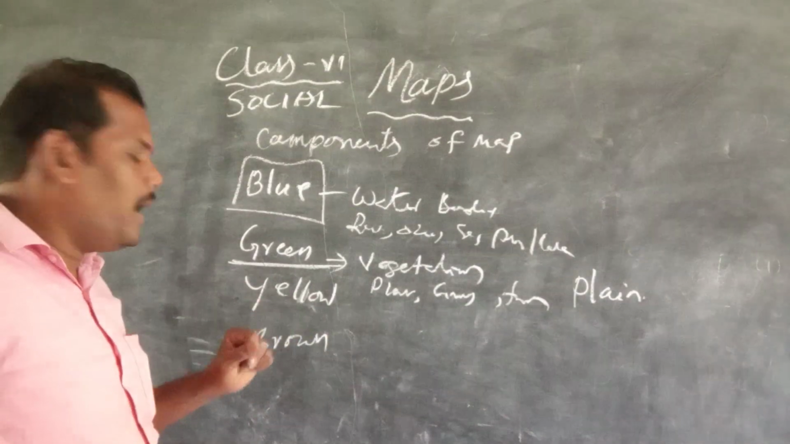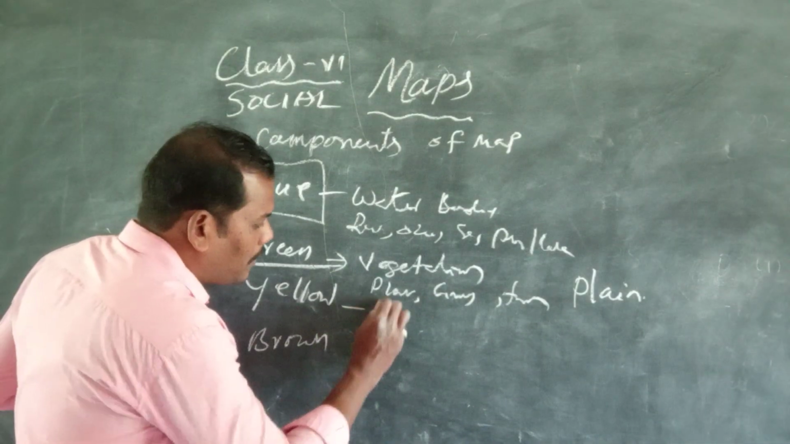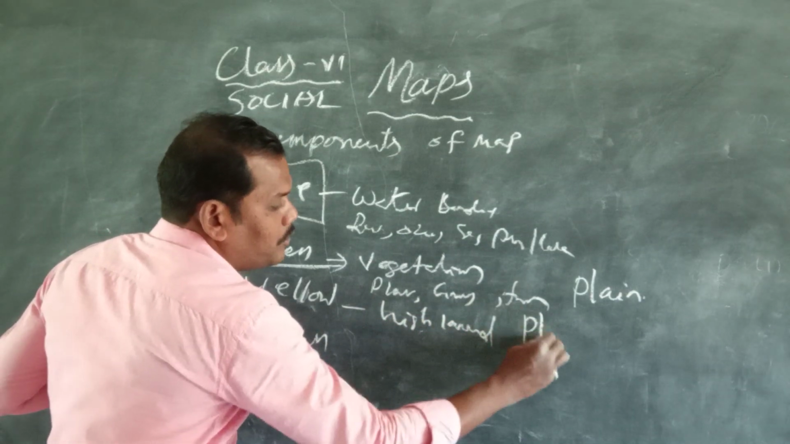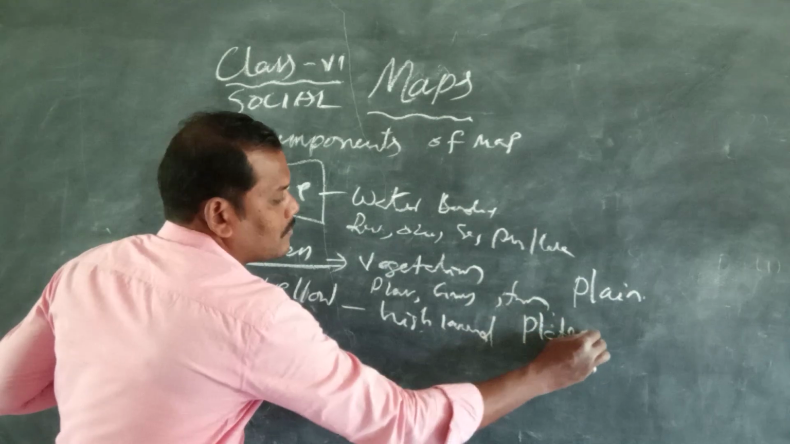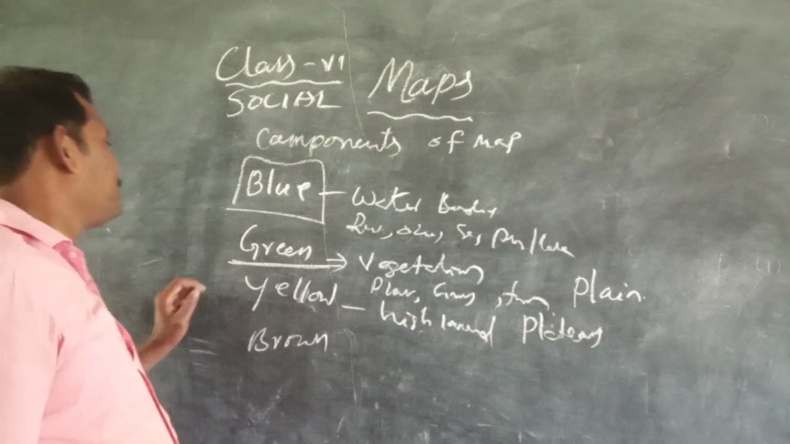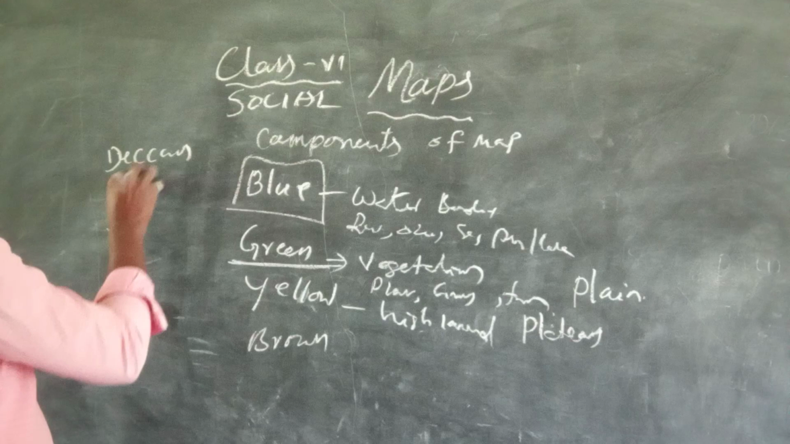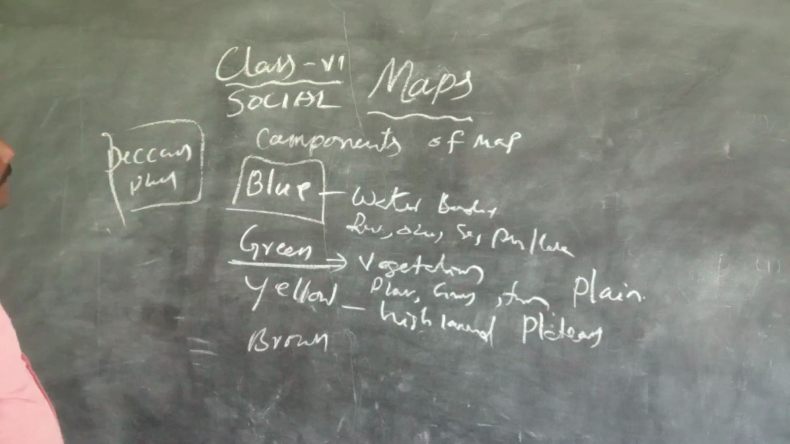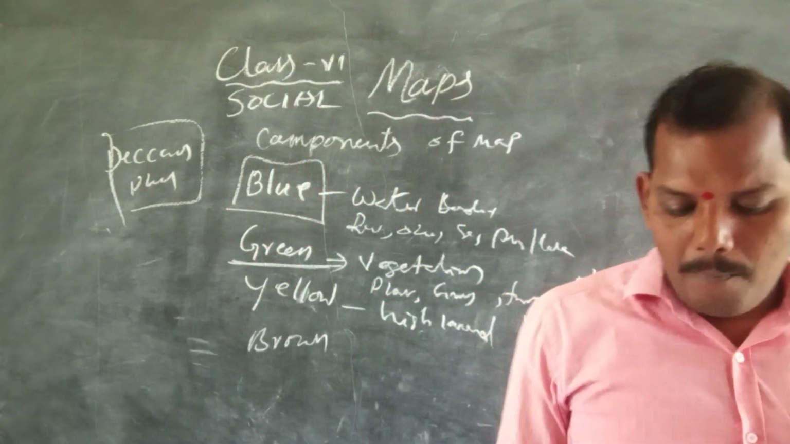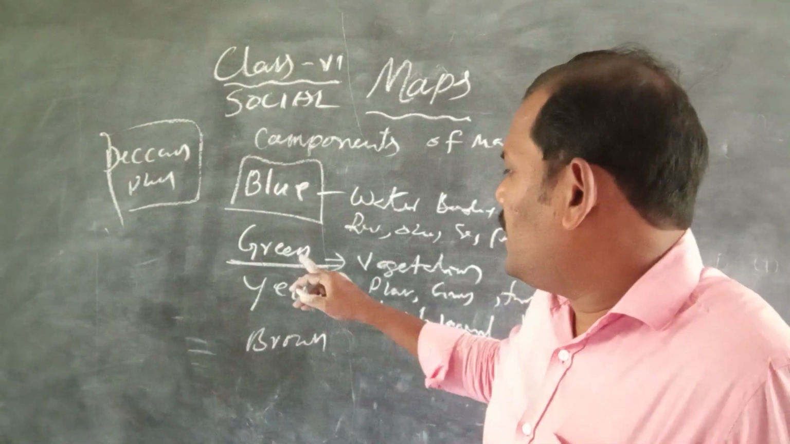Okay. Next one, yellow color. It is the representation of highlands or plateaus. Take the example of the India map, the Deccan Plateau. Shown in which color? Yellow color. Yellow color means it is the representation of plateau regions. That means highlands.